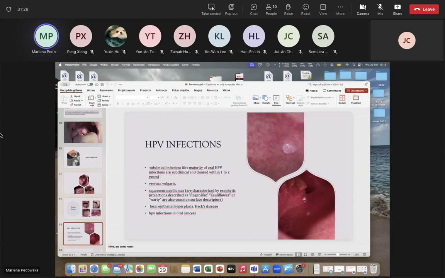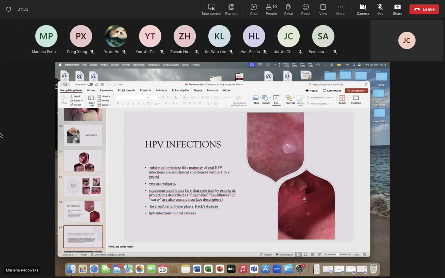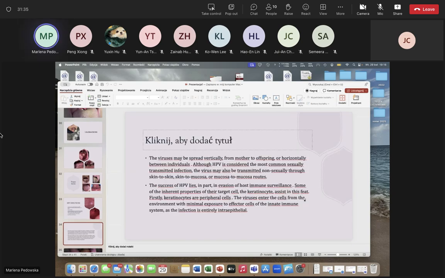HPV infections in oral cancers are usually 16 and 18. There is a strong correlation between 16 and 18 with the uterus cancer, but it's also found in some lesions in the oral cavity. The viruses may be spread vertically from mother to offspring or horizontally between individuals.